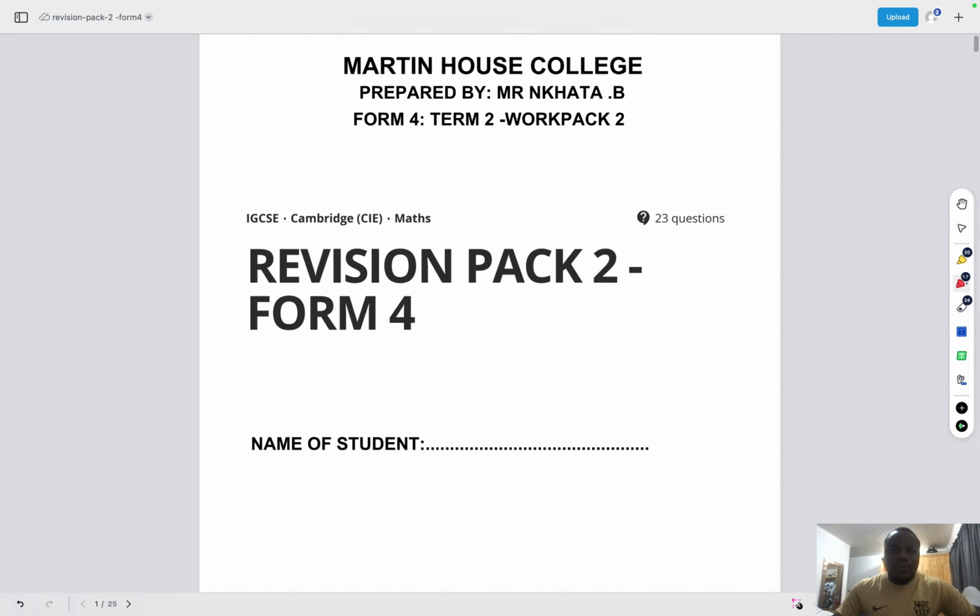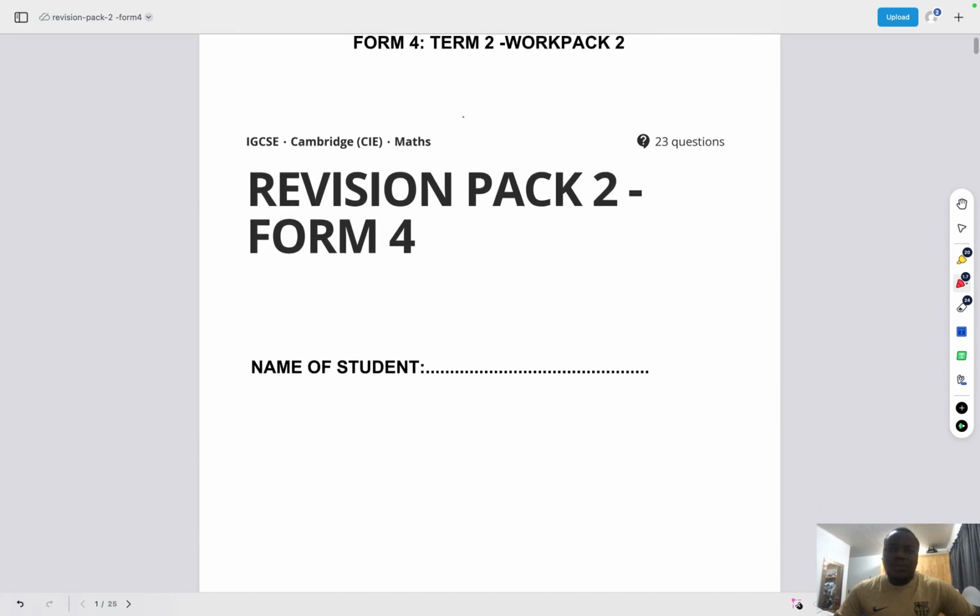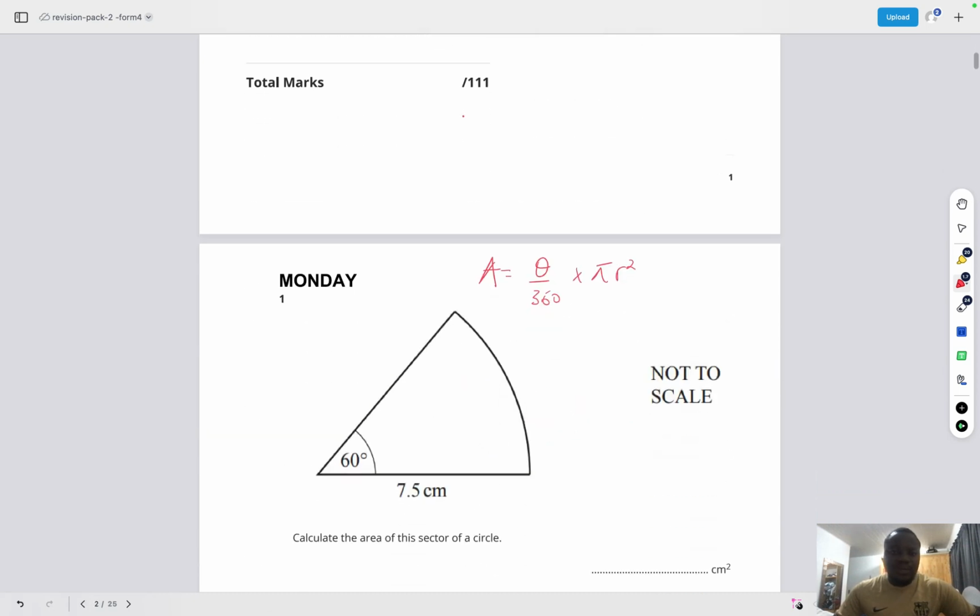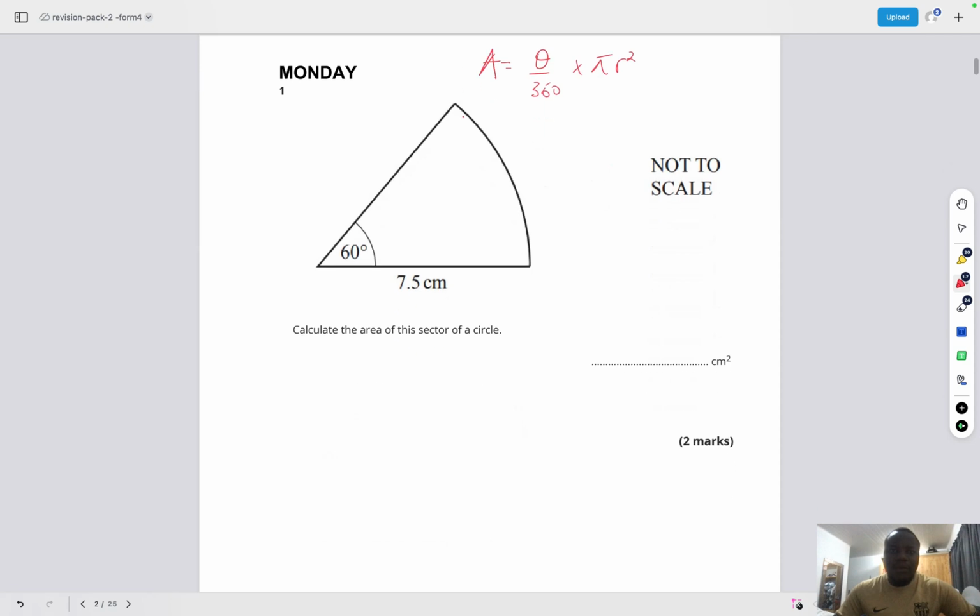Okay, so welcome to today's video review lesson on revision workpack 2 for Form 4. Let's look through the questions. For Monday, question number 1 was: given a sector, calculate the area of this sector. At this point, we should be familiar with the formula for finding the area of a sector, because a sector is just a part of a circle given by a certain angle.